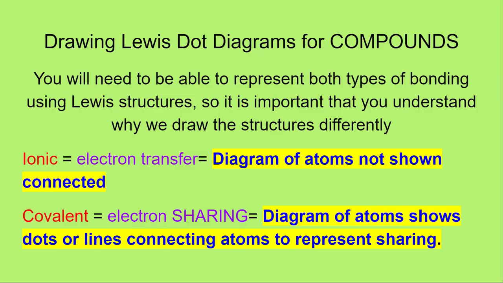Okay? Since ionic compounds involve electron transfer, we do not show those atoms connected with lines because they are not sharing with each other. In a covalent structure, the atoms are actually sharing electrons, like I would share a pencil with my friend, right? So they can be drawn in diagrams that have lines connecting atoms, showing that they're sharing those two electrons. Okay, every bond represents two electrons if it's covalent.